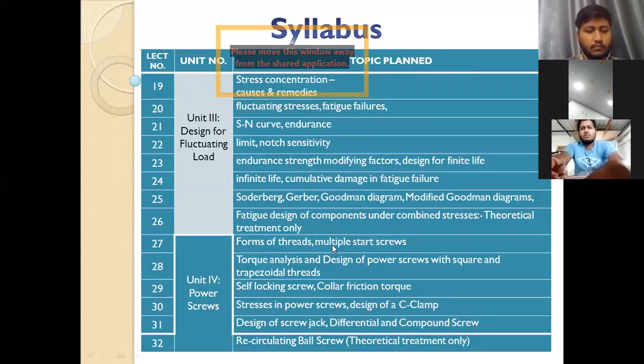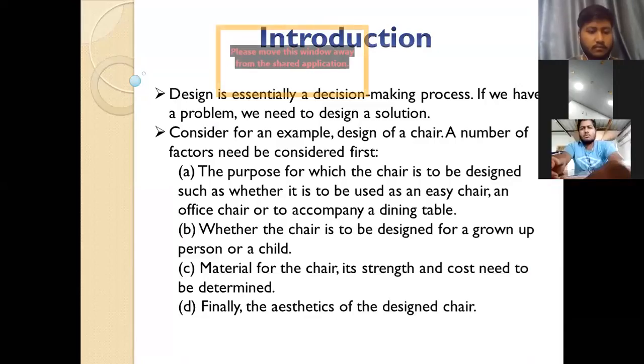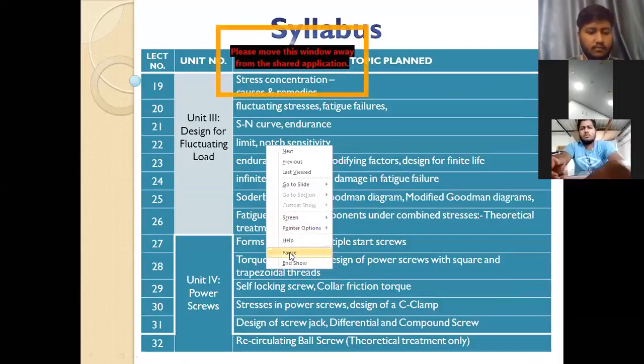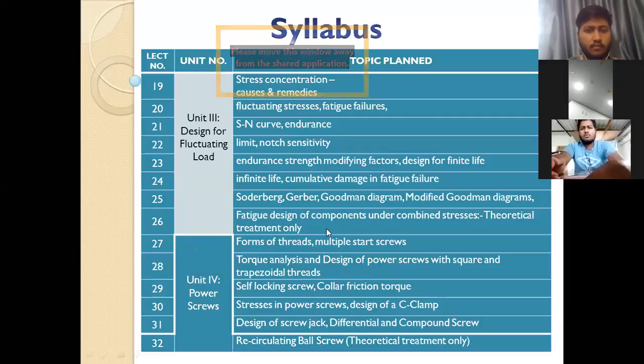Okay. So now unit number 3, fluctuating load. So whatever design we are doing, we are assuming that the load is fixed. Load is not fluctuating. It is not changing. Sometimes the load is not fixed. Load might change, or if a vehicle faces a bumpy road, then our regular design will not suffice. So for that we need to work on something called fluctuating load.